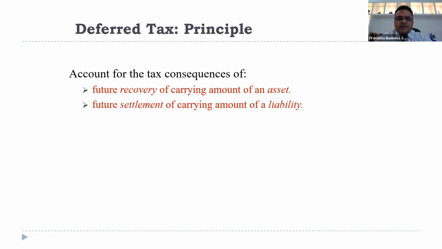Future settlement: you're settling a loan, an interest outstanding, a rent outstanding. Does it result in a deduction in future? If there is any tax consequence because of it, it will result in a DTA or DTL. No tax consequences means no DTA or DTL on the settlement of liabilities.